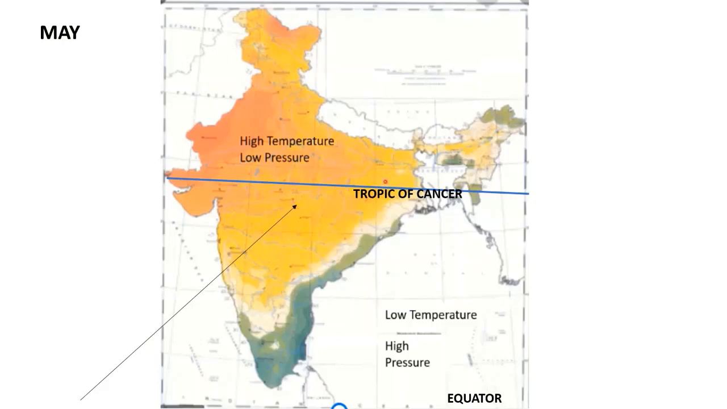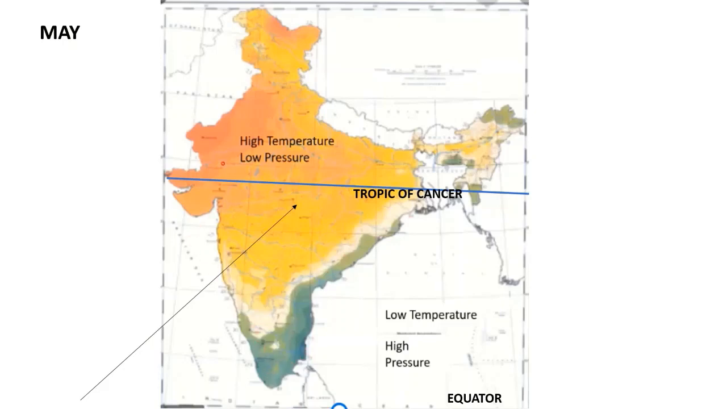The northern plains also have temperatures of about 35 to 40 degrees Celsius. However, places at higher altitudes like the Himalayan region as well as the coastal region do not receive very high temperatures. Here the high temperature is not received because of the altitude, and in the coastal region because of the nearness to the sea.